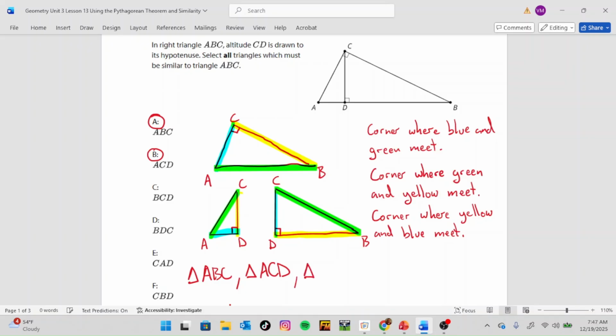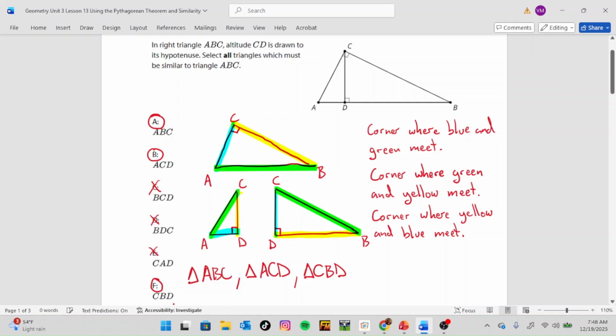And then lastly, we've got the bigger of the two new triangles that were created. We're going to start in that corner where blue and green meet. So that corner is C. Then we're going to go to the corner where green and yellow meet. So on this one, that's down here at B. And then the final corner where yellow and blue meet, the 90-degree corner, that's D. So if I look at my choices, CBD is choice F.